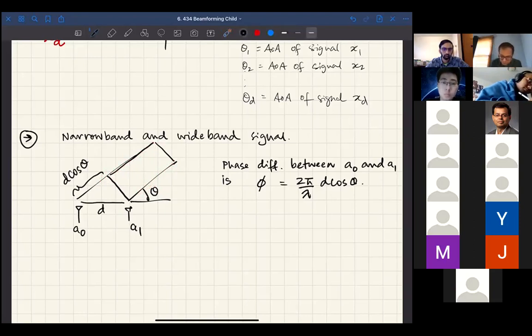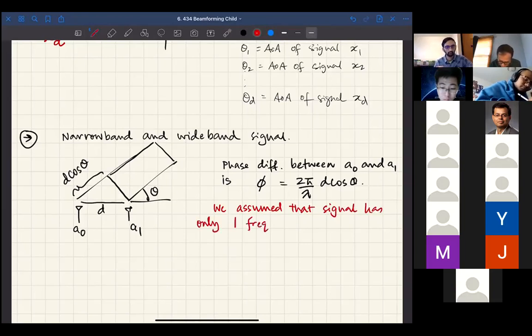It means the signal has only one frequency, right? We assumed that the signal has only one frequency, therefore only one lambda. So this is correct when the signal is what is called narrowband.